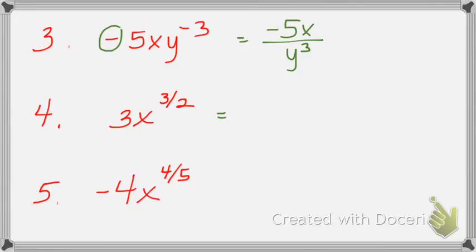Alright, number 4. Okay, I know there's going to be a 3, and I know there's going to be a radical because of that fractional power. The 2 is the number that goes inside the radical, so it means square root. The 3 is the power, so it's x to the third. Now, you can write the 2 in there, or just remember that any time that there's not a number inside of there, that's understood to be a 2.